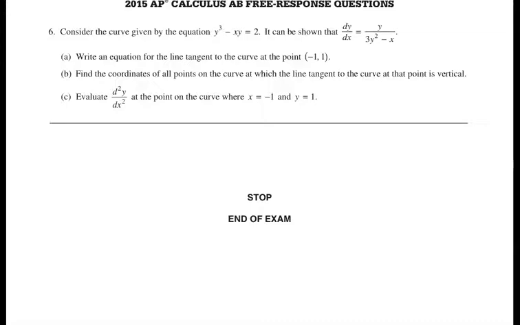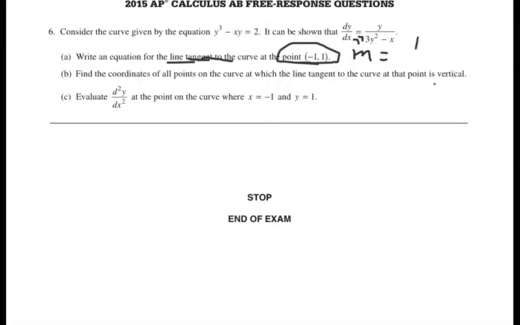Here is question 6 from 2015. We are given a function, an equation y, and they give us the derivative of that function. And it says write the equation of the tangent. So we got the tangent line, and they give us a point. So what else do we need besides a point? We need the slope, which is right here. So all we have to do is plug in our numbers where they go.